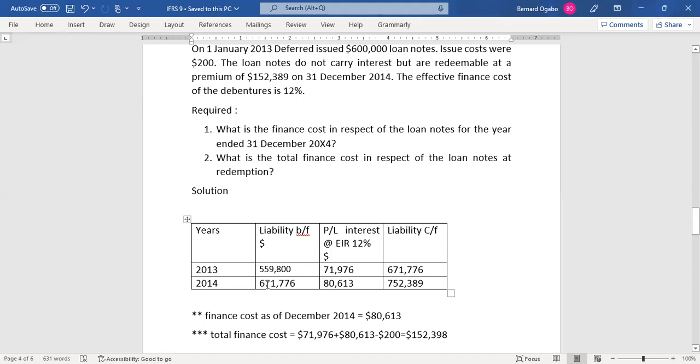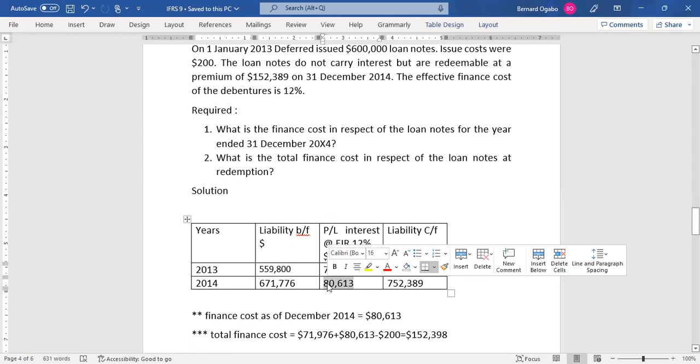And what do I have? I apply 12% to that. I have 80,613. So finally, I have 752,389. First question, what is the finance cost in respect to the loan note for the year ended 31st December 2014? Finance cost is always the interest using the effective interest rate. So for year 2 it is 80,613.